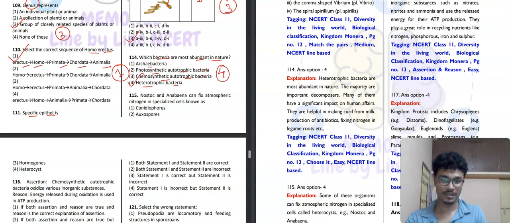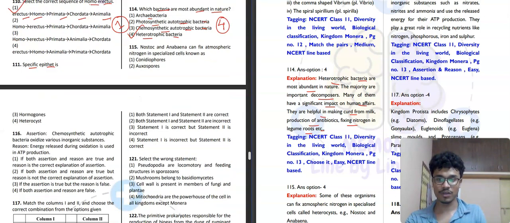You can also read the explanation here. The heterotrophic bacteria are most abundant. The majority are important decomposers. Many of them have a significant impact on human affairs and they are helpful in making curd from milk, production of antibiotics, fixing nitrogen in legume roots, etc. So these are the functions of heterotrophic bacteria. Moving towards the next question, 115.